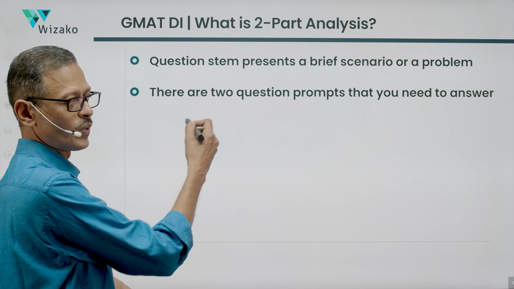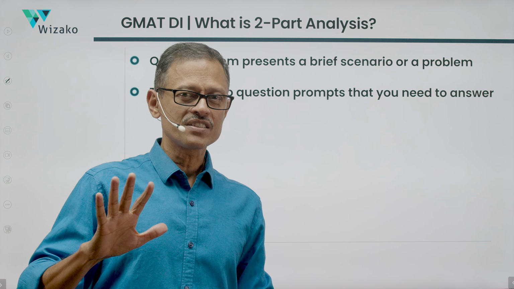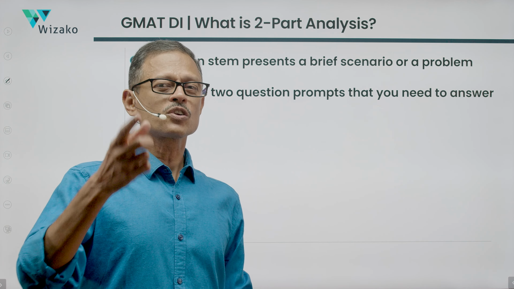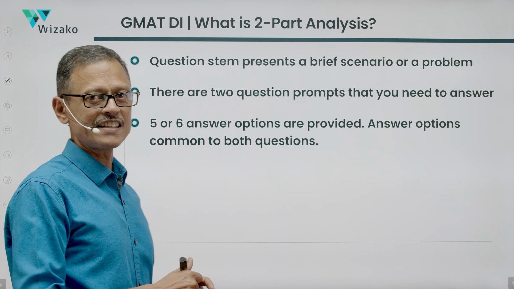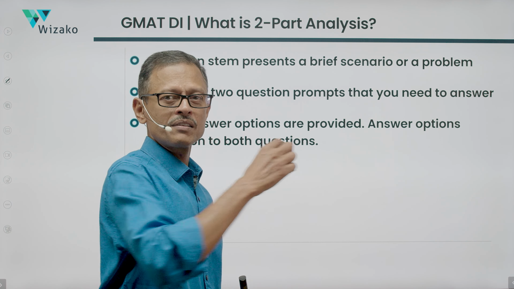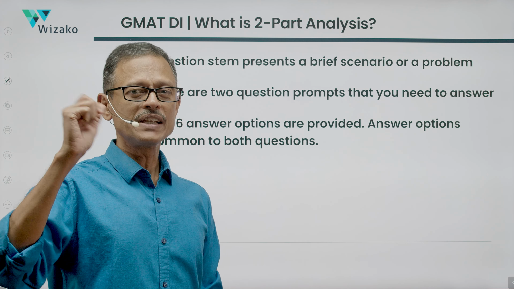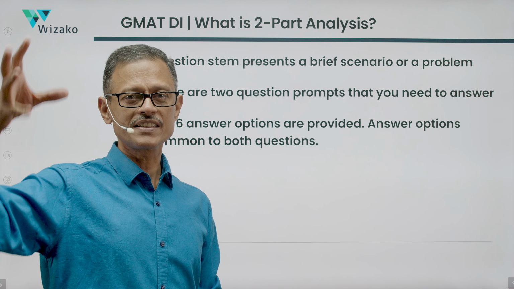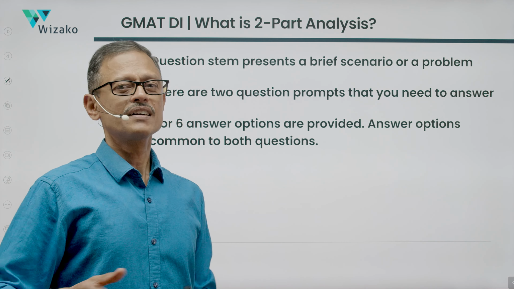And how does this work? They're going to present you with five or six answer options. The answer options are common to both these question prompts. When we look at an example in the next slide, you'll understand what I mean. So there are two question prompts and the answer options are common to both of them. You need to select an answer for one of the question prompts from these six options, and a second one from one of these five or six options.